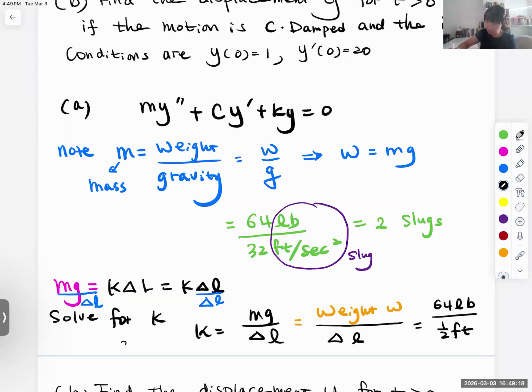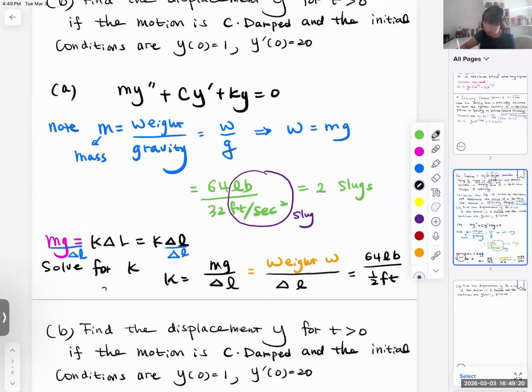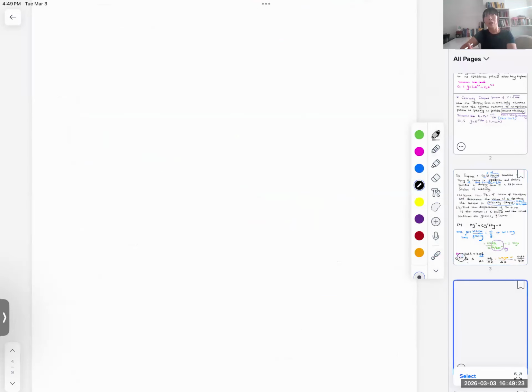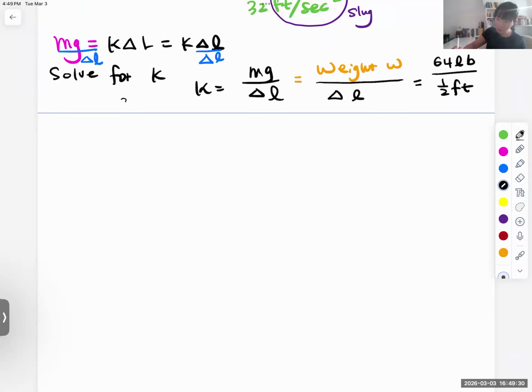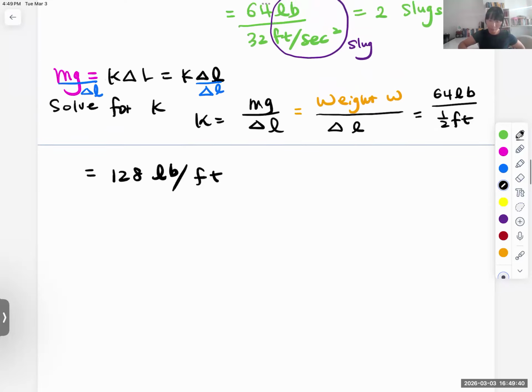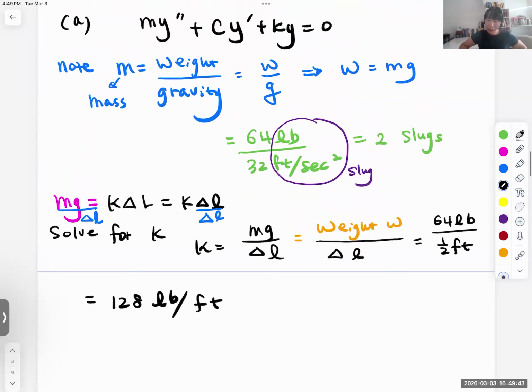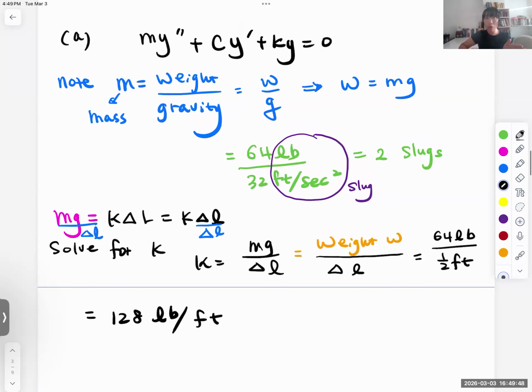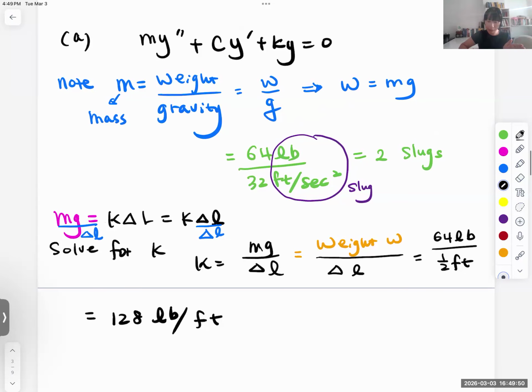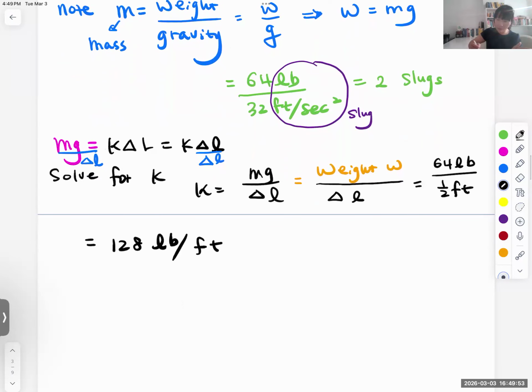So 1/2 foot. Now if we multiply 64 times 1/2, we get 128 pounds per foot. Now we know what m is and what k is. Now we want to solve for c.